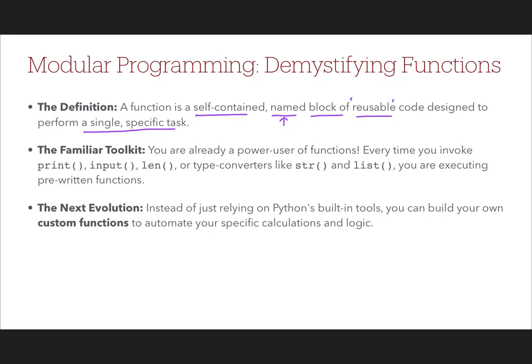And you already experienced several functions. For example, you called the print function on the first day, and then we also considered the input or length function. Sometimes we could convert one type of variable to another by calling, say, the str function or list function, or sometimes the float or integer functions. Right? And instead of just relying on these built-in tools, we can build our own custom functions to automate certain specific calculations or certain logic.